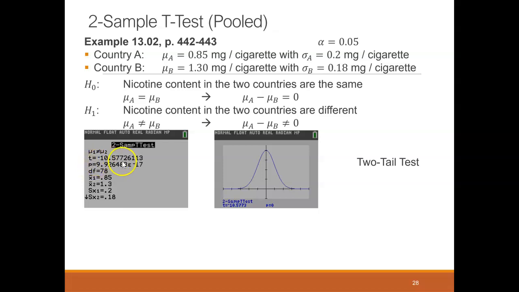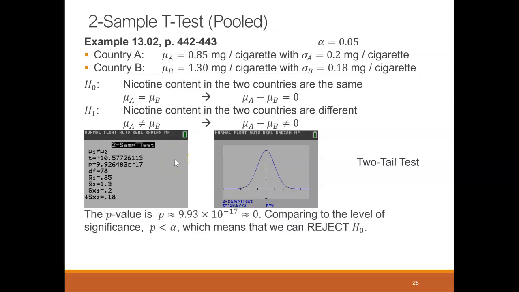So take a look here. This is our calculate, and this is our drawing. What number are we most interested in here? The P, the probability. What's that probability saying? Real close to 0, right? Which means we have evidence in support of the alternative, which says that these two cigarettes really do have different nicotine levels. That means somebody's spiking the punch, so to speak.